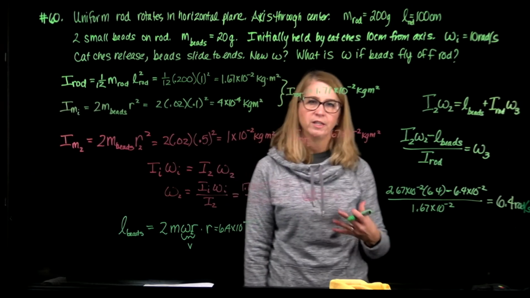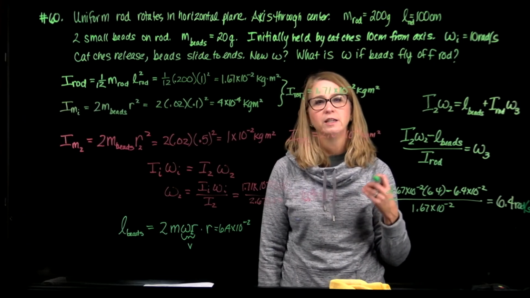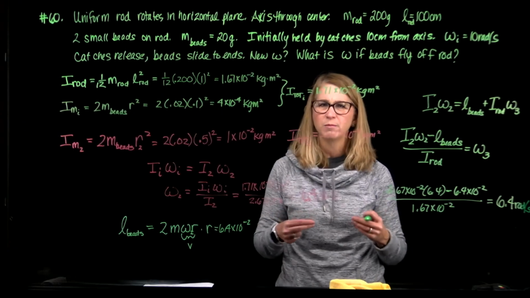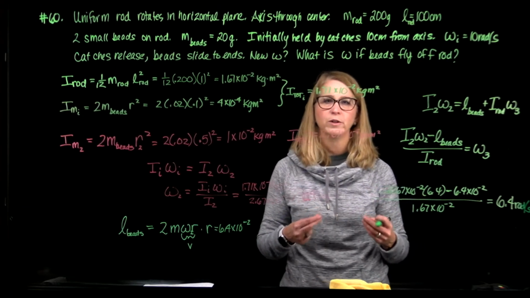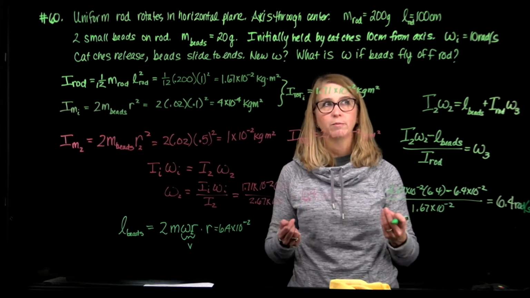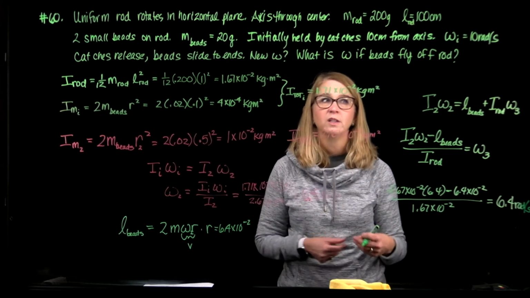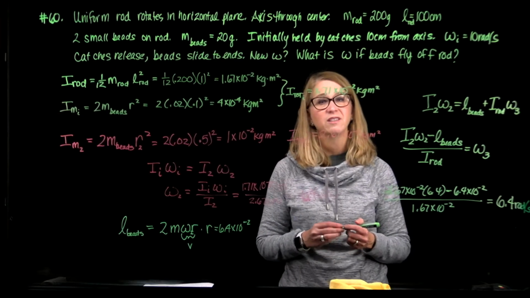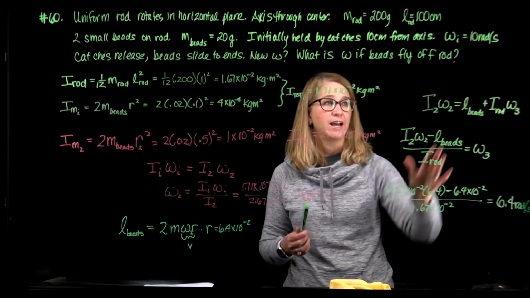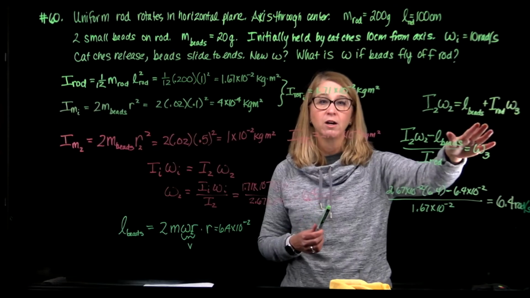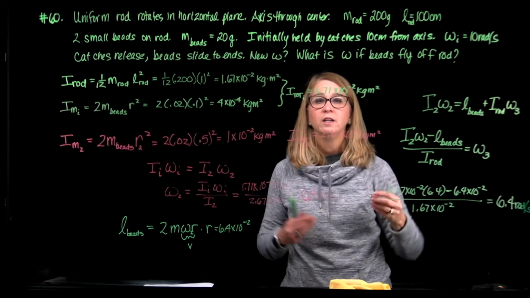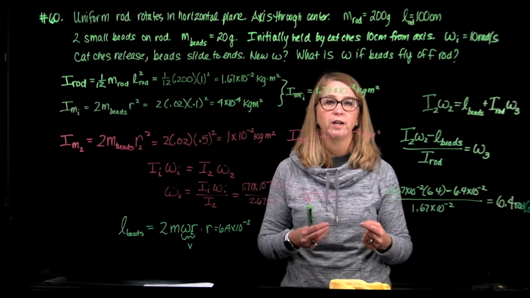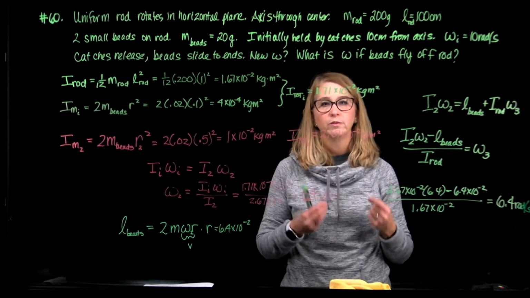So I think that there's an instinct to believe that the rod will speed up or slow down because it's lost the moment of inertia of the beads. So if we think about that, if the beads are gone, it has less inertia, so maybe it'll speed up. But that's not the case, because as I sort of alluded to in my conservation of angular momentum, the beads are still part of the system, and we still want to work with their angular momentum.